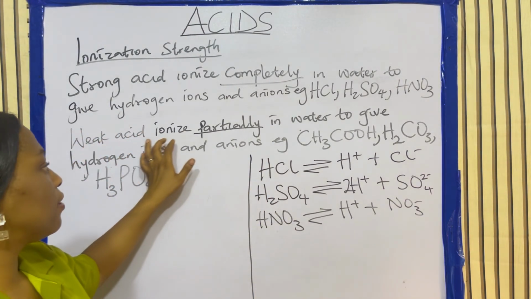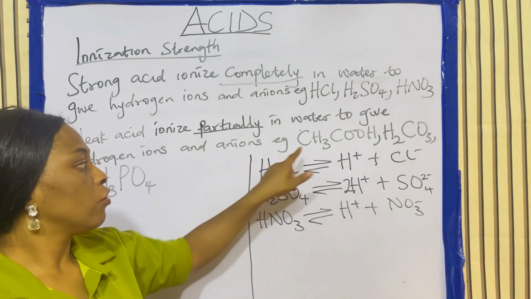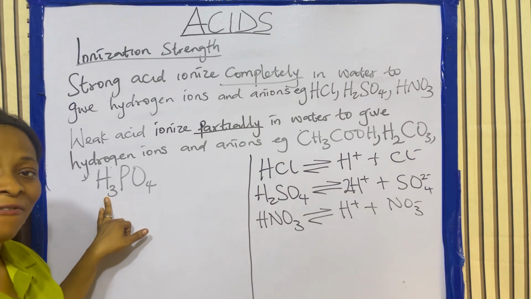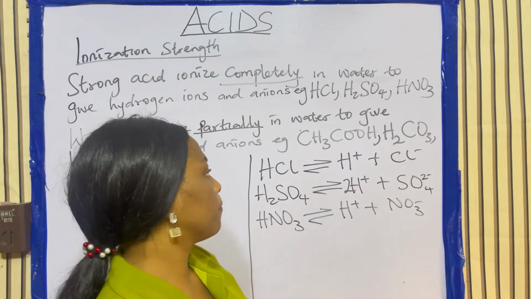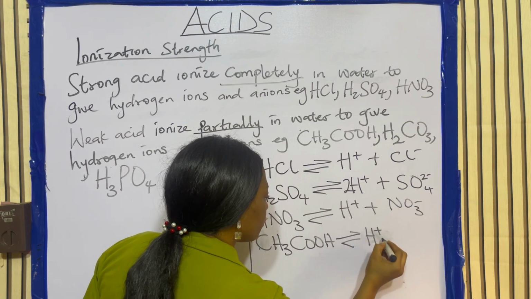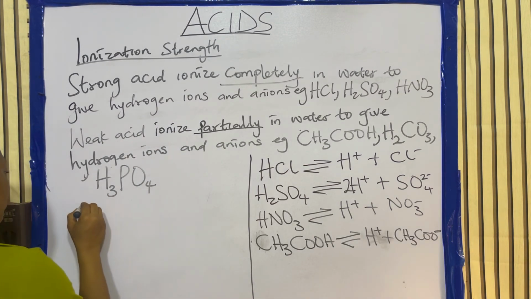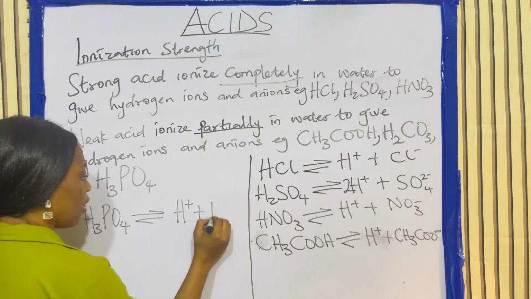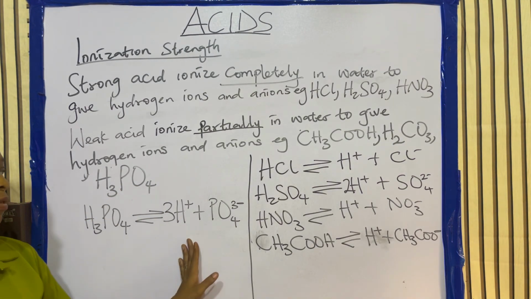Now we look at weak acids. Weak acids ionize partially in water to give you hydrogen ion and anions. Examples of weak acids are ethanoic acid, trioxocarbonate IV acid, and tetraoxophosphate V acid. So let's look at how they ionize. When ethanoic acid ionizes in water, it will give you hydrogen ion plus this. When tetraoxophosphate V acid ionizes in water, it will give us hydrogen ion and phosphate. This is the end product of it.